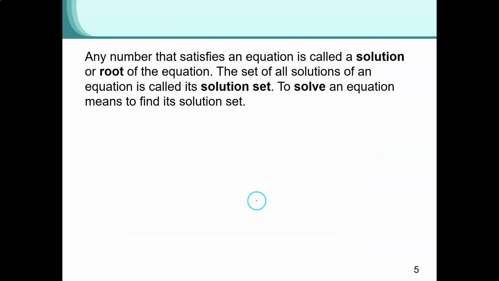Any number that satisfies an equation we call a solution or a root of the equation. The set of all solutions of an equation we call the solution set. For example, 2x equal 4, x equal 2, this is one solution or one root.